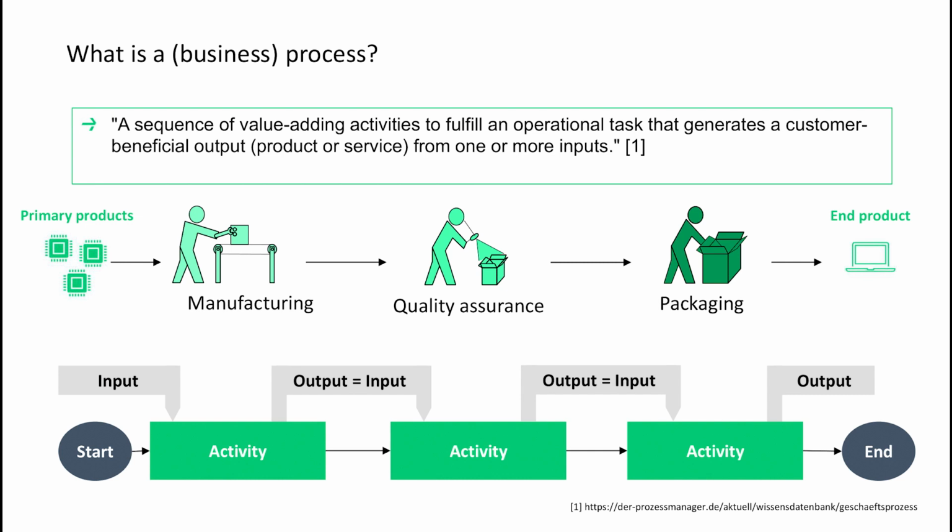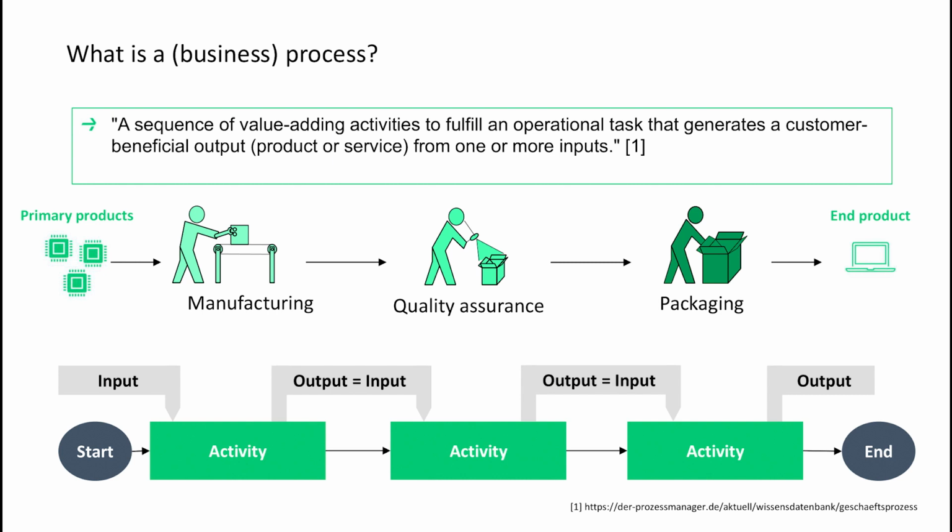We order something from Amazon and receive a package on our doorstep the next day. Behind this is a complex process that enables Amazon to receive our order, locate the ordered goods in a warehouse, and send them to the right address. This is precisely the sequence of value creation activities mentioned in the definition, which generates the desired output for us as customers from the input order in the form of the delivery of a product, for example, a laptop.